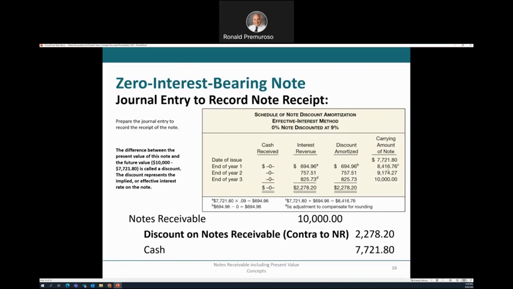We add that then to the carrying value of the note, do the same thing for year 2, do the same thing for year 3. You can see that the interest revenue is growing, right, each year. And then by the end of the 3rd year, all that's left on the books is the $10,000 notes receivable, and the discount on the notes receivable balance will be 0 because you're going to amortize to interest revenue all of that discount on the note receivable.